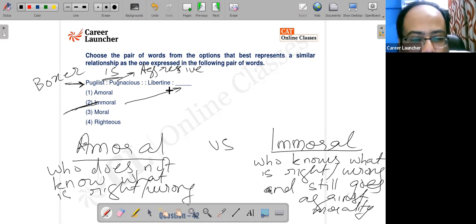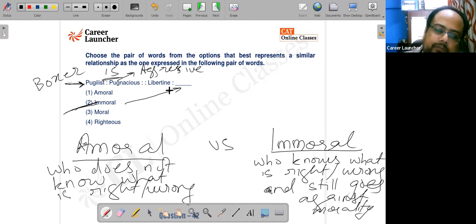On the other hand, if I consider a small child, maybe a 1-year-old child, and a 1-year-old child hits its mother, a 1-year-old child doesn't maybe know what is right or wrong. So in that case, the 1-year-old child who hits its mother is not immoral, that child is amoral. Why is that child amoral? Because a small child does not know what is right and wrong.